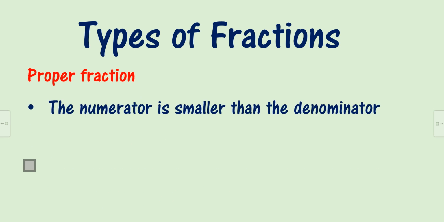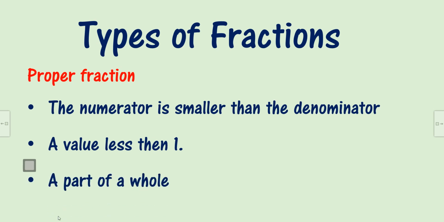So a proper fraction could be described in three main ways. The numerator is smaller than the denominator, which is another way of saying the top is smaller than the bottom. And if the top is smaller than the bottom, then that means we've got a value that is less than 1. And we might do another video at some point to explore that more, but it's a value less than 1.